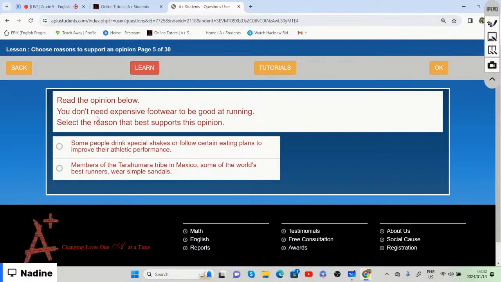So you don't need expensive footwear to be good at running, right? And if we give a reason to best support our opinion, then we can say some people drink special shakes or follow certain eating plans to improve their athletic performance, or members of the tribe in Mexico, some of the world's best runners, wear simple sandals.